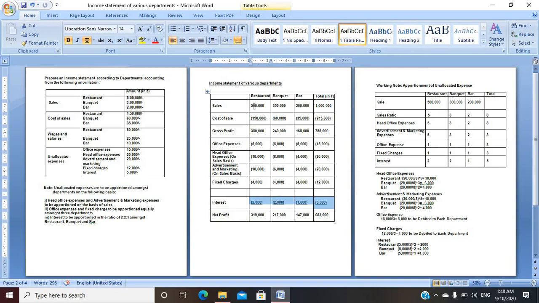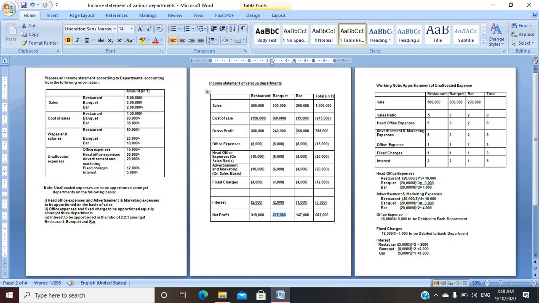Now we have to calculate the net profit. How do you calculate this? You have the gross profit here, 3,50,000 minus 5,000 minus 10,000 minus 10,000 minus 4,000 and minus 2,000. You get the figure 3,19,000, right? You can calculate it on your own also, so that it is rectified properly. 2,40,000 minus 5,000 minus 6,000 minus 6,000 minus 4,000 minus 2,000 gives me the figure 2,17,000.